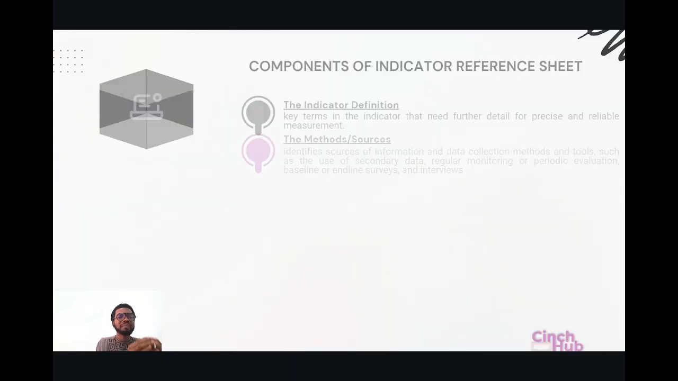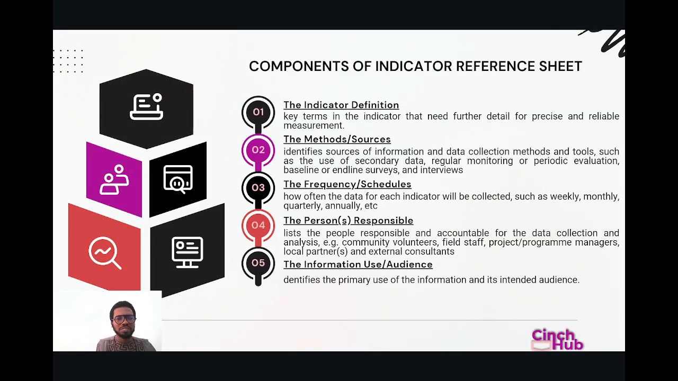Now, what are the components of an indicator reference sheet? A very good indicator reference sheet has at least, at the barest, or at most five key components. The first component that should be clearly stated is the definition of that indicator. The indicator reference sheet should clearly define the indicator, providing a detailed, precise and reliable definition of what that indicator stands for.